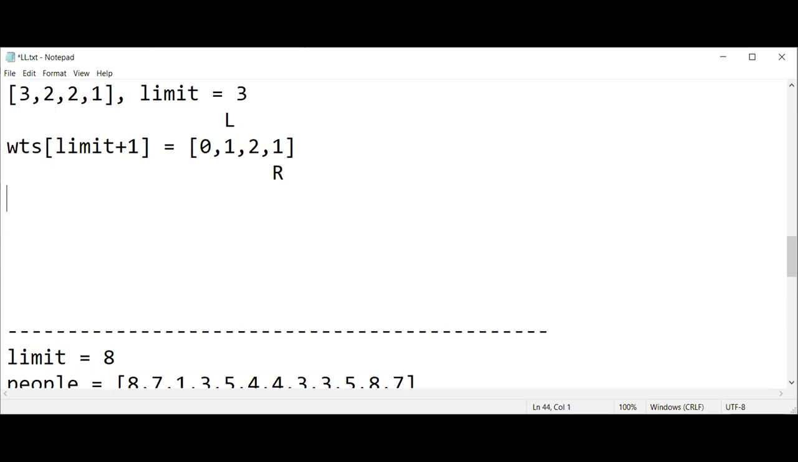So it seems like you're doing a count sort or bucket sort. Yeah, sort of bucket sort, but not exactly sort, just putting them in these buckets. And then here again you always compare if L plus R is less than or equal to the limit.